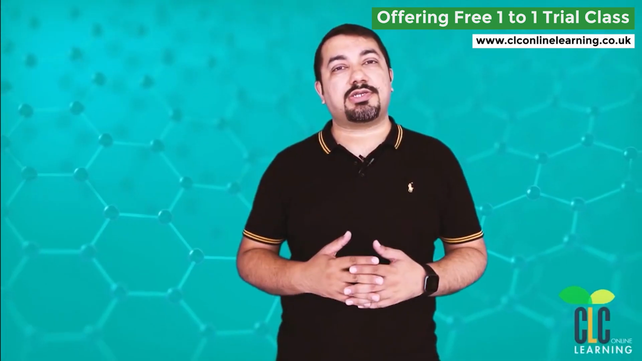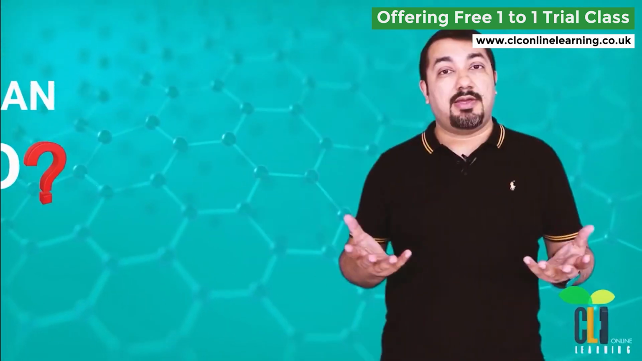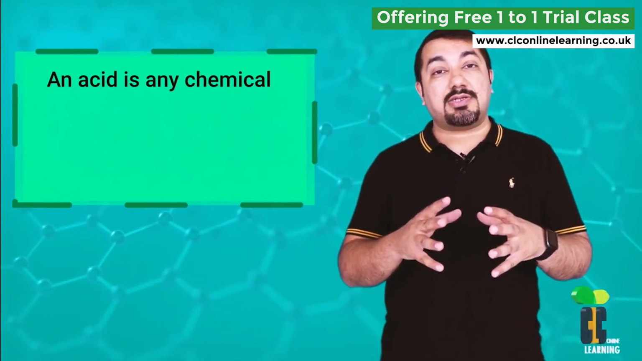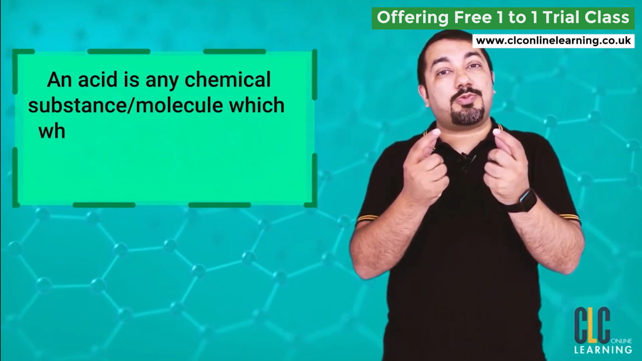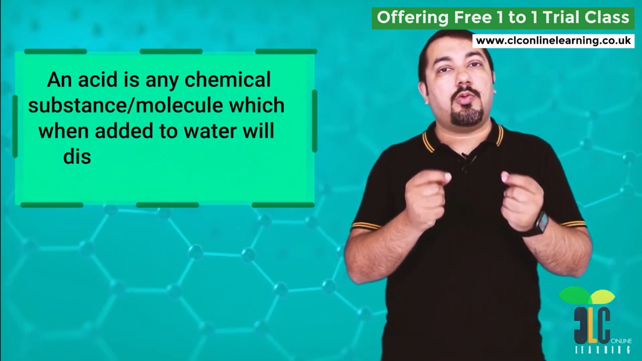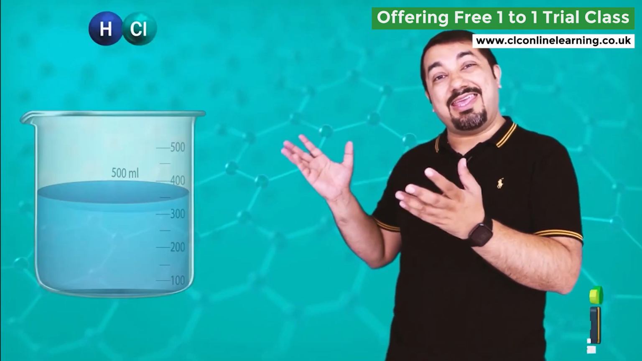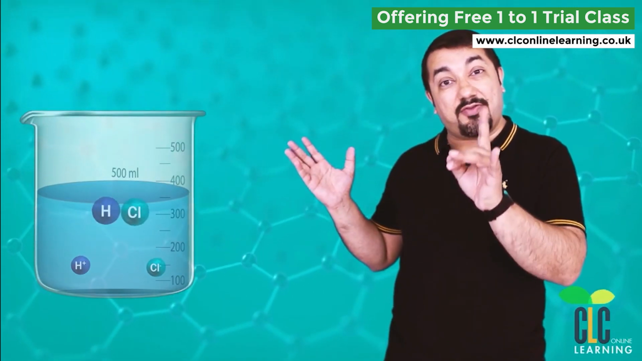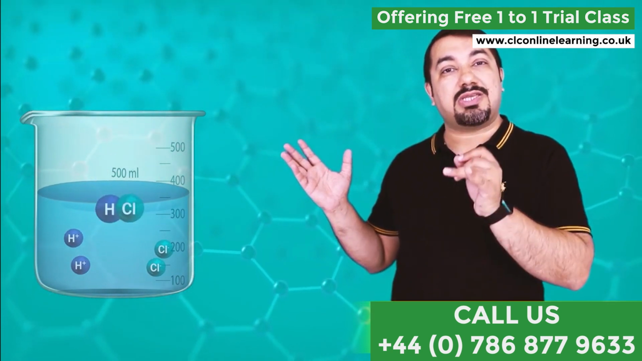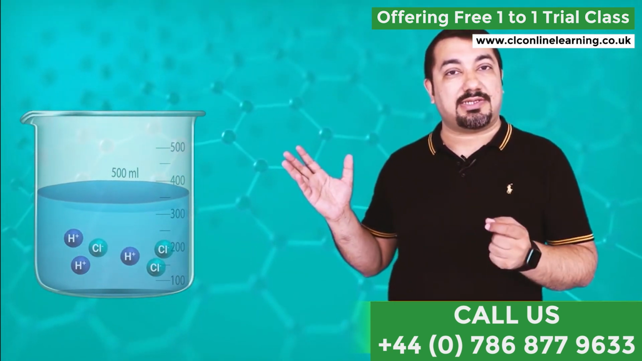So the first question is, what is an acid? An acid is any chemical substance or molecule which, when added to water, will dissolve to produce hydrogen ions. So again, any chemical substance that dissolves in water to produce hydrogen ions, we call an acid.